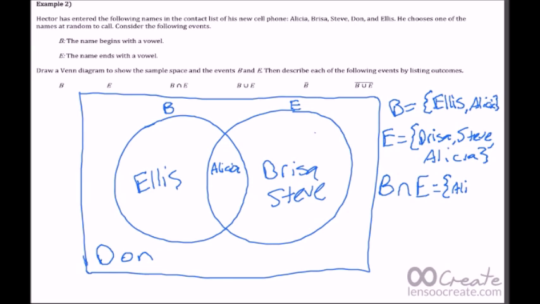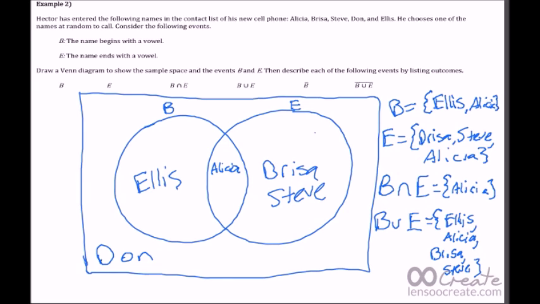Remember, that symbol means intersection, which we pronounce as "and." So Alicia has both events B and E. She falls in that category. The next one is B union E. So event B or event E. And this is going to be everybody in the circles. You just write everybody's name down that is in the Venn diagram. So we have Ellis, Alicia, Brysa, and Steve. Not Don, because Don is not in the Venn diagram.